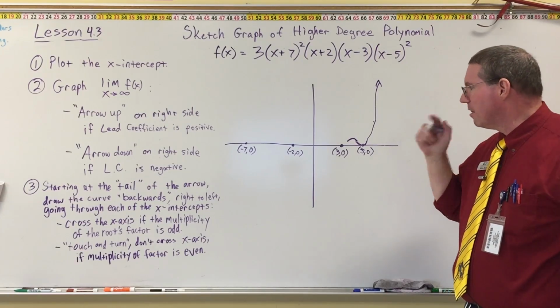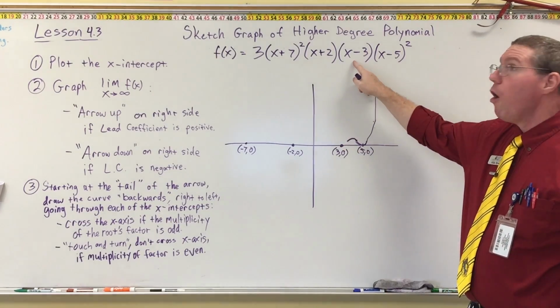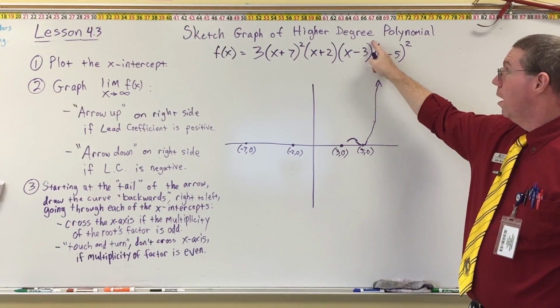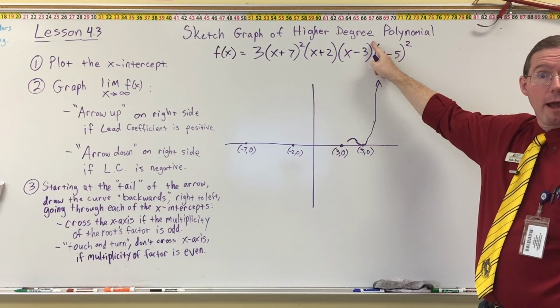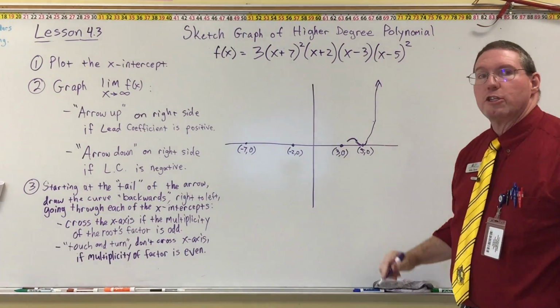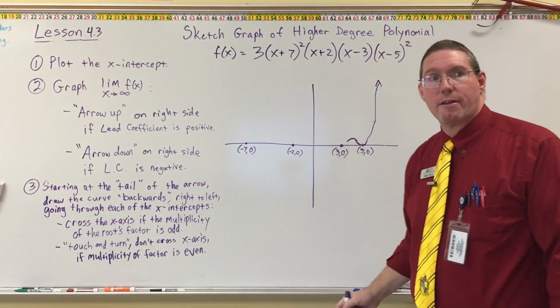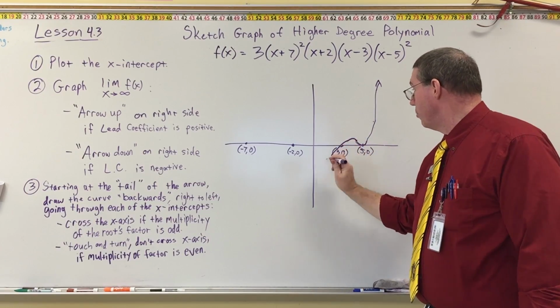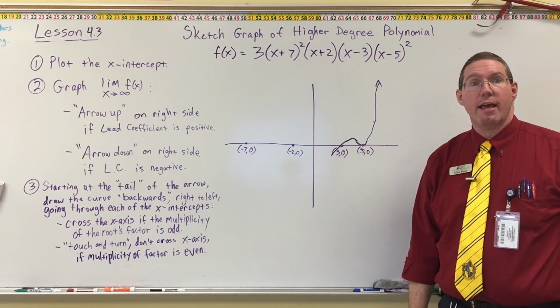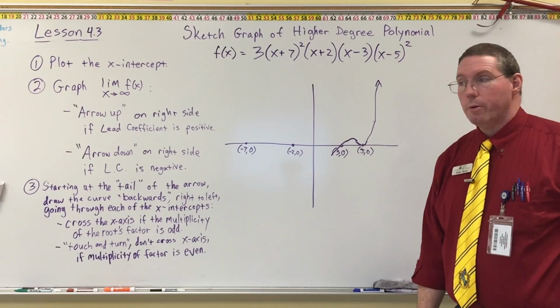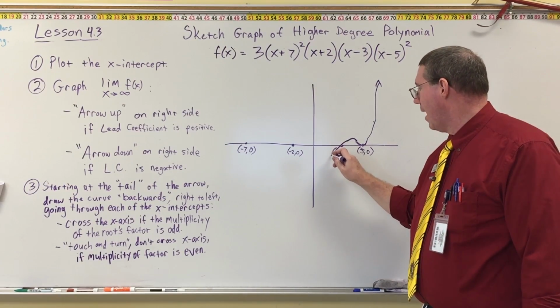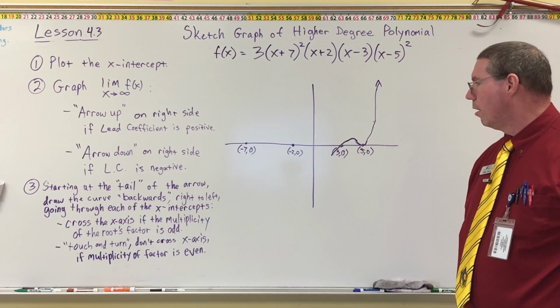And now what am I going to do at this 3? Cross through it. Cross. Why? Because it's odd. The multiplicity is odd. That's exactly right. So what does it look like to cross over the x-axis? Yeah? Bam, you're cutting through it. You're going to the other side of the x-axis. We okay so far?